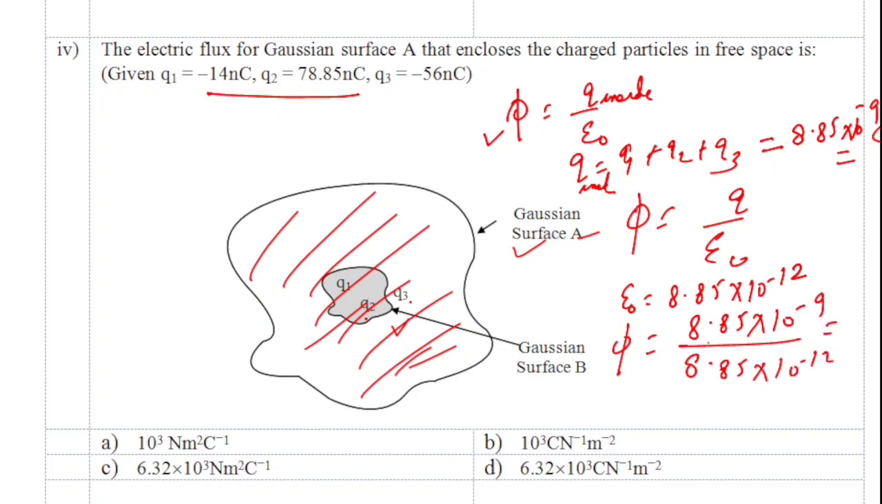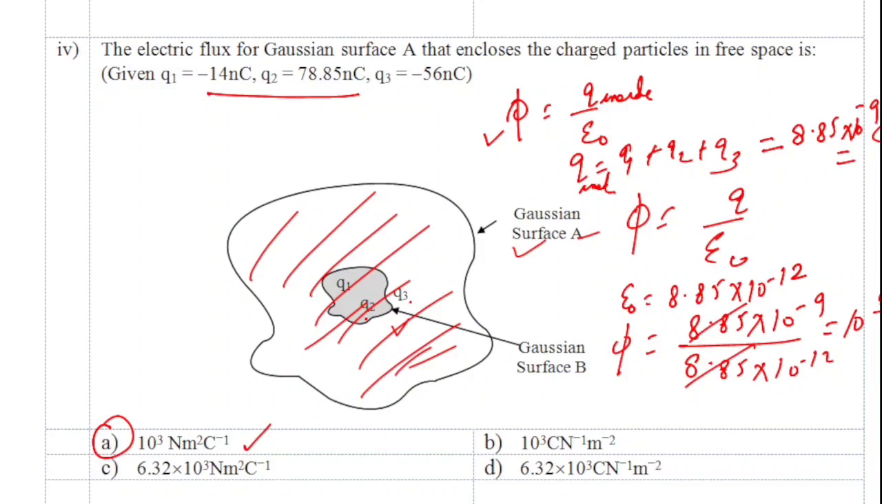When you solve, numerator and denominator cancel, and 10 to the power minus 9 by 10 to the power minus 12 becomes 10 to the power plus 12 in the numerator, so minus 9 plus 12 gives 10 to the power 3. So which option is correct? Option A is correct, 10 to the power 3 Newton meter square per coulomb. In this way, you solve this question. Hope it's clear to all of you.